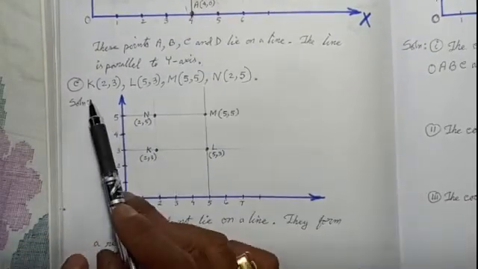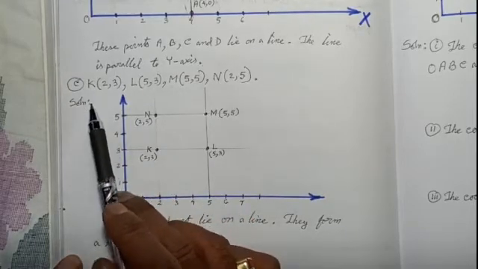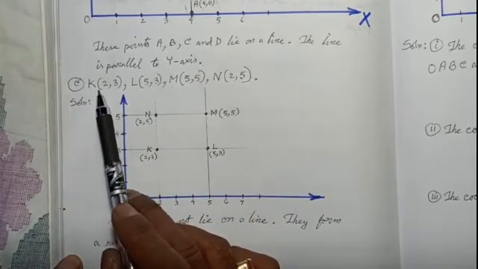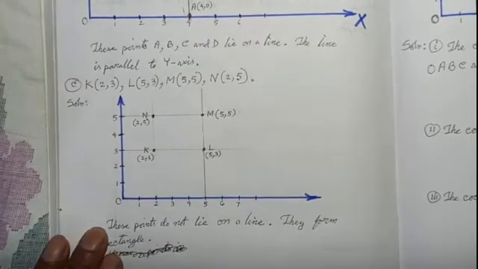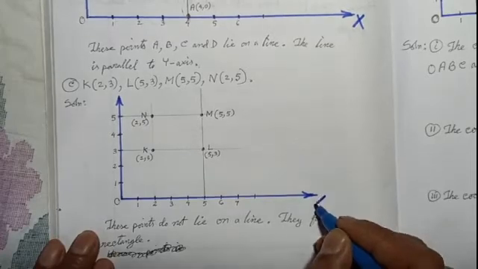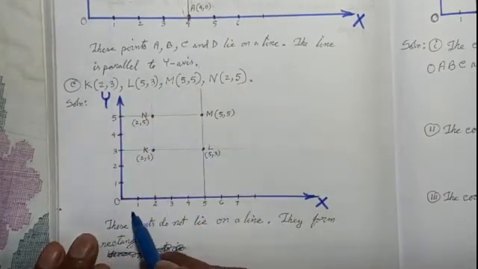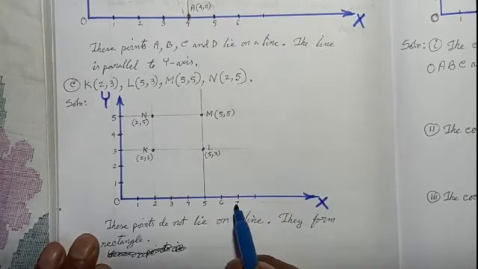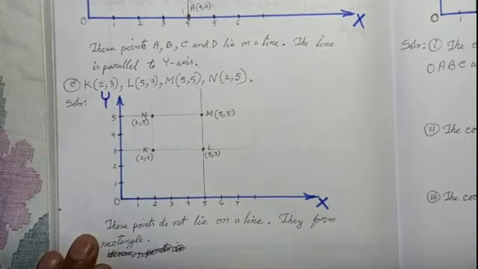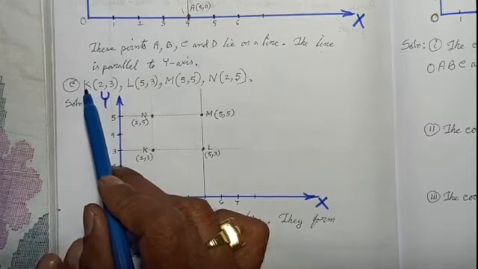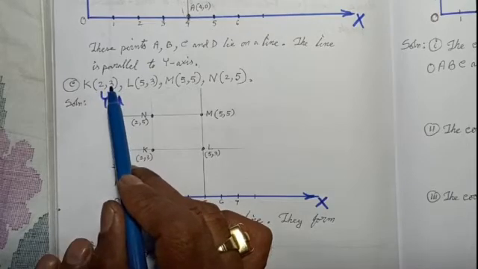Let us plot points K, L, M, N, and the coordinate of K is (2, 3). So this is x-axis, and this is y-axis. And here 1, 2, 3, 4, 5, 6, 7 are marked, and on this y-axis 1, 2, 3, 4, 5 are marked. So the coordinate of K is (2, 3). 2 is for x and 3 is for y.